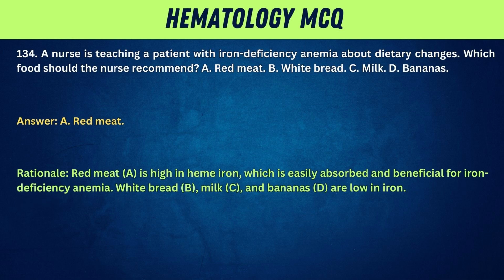134. A nurse is teaching a patient with iron deficiency anemia about dietary changes. Which food should the nurse recommend? A. Red meat. B. White bread. C. Milk. D. Bananas. Answer: A. Red meat. Rationale: red meat, A, is high in heme iron, which is easily absorbed and beneficial for iron deficiency anemia. White bread, B, milk, C, and bananas, D, are low in iron.